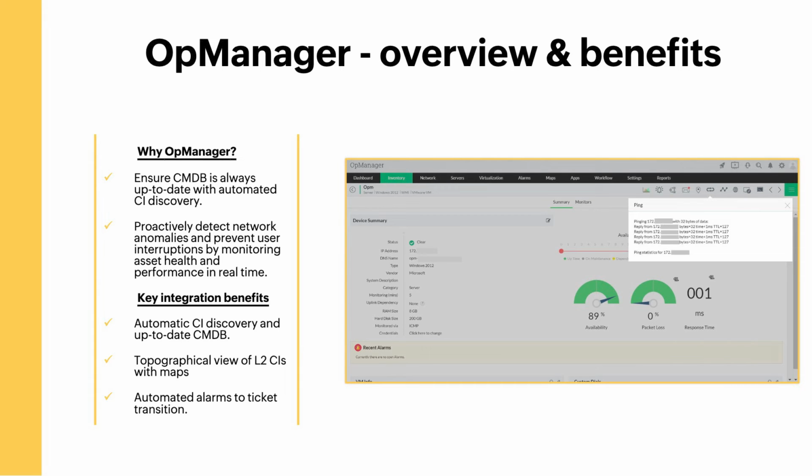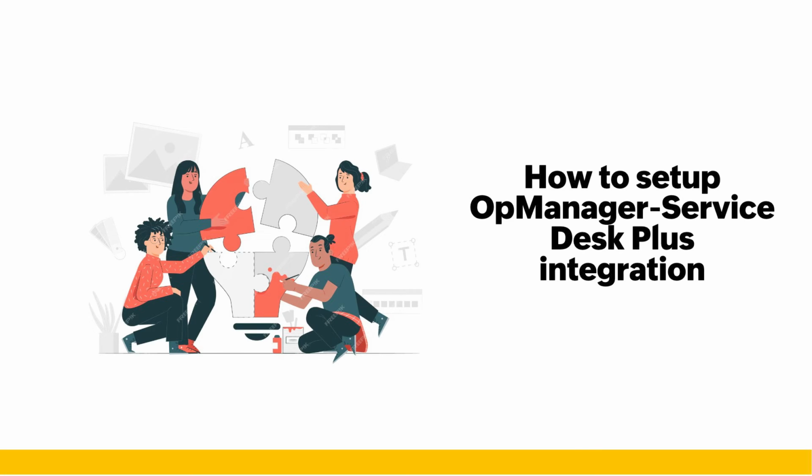Also, you can enhance your asset management capabilities by proactively detecting any network irregularities or anomalies by leveraging its real-time monitoring of asset health and performance. Some of the key integration benefits include automatic configuration item discovery, which ensures an up-to-date CMDB, topographical view of L2 CIs, or L2 configuration items, along with mapping, and automated alarms to ticket transition in your ServiceDesk Plus console. So now let us look at how you can set up this particular integration.